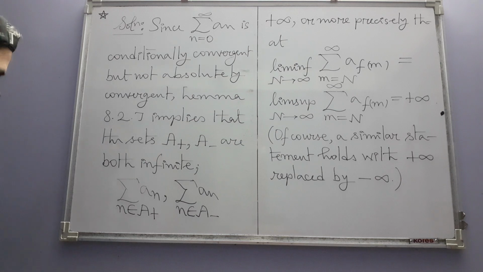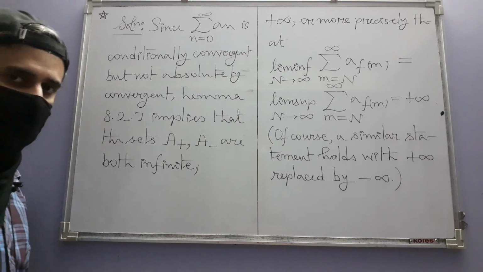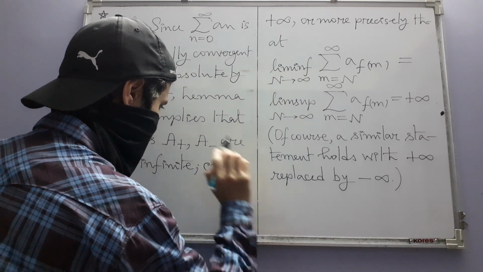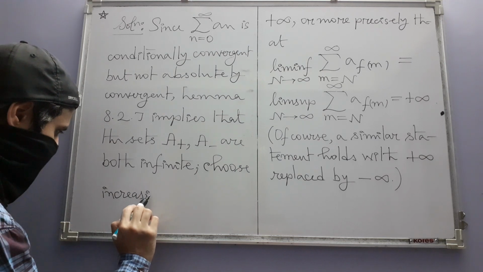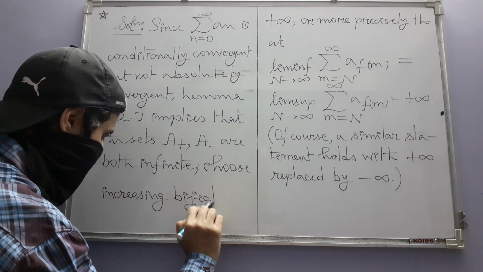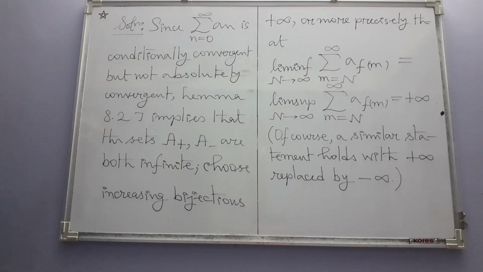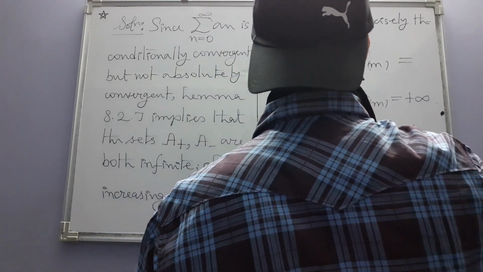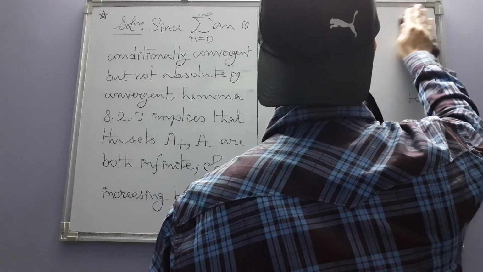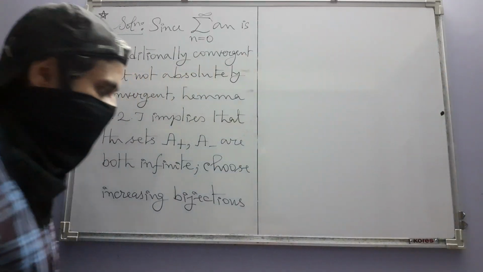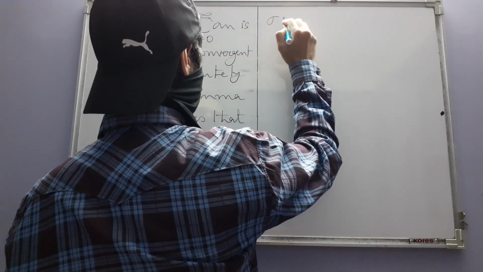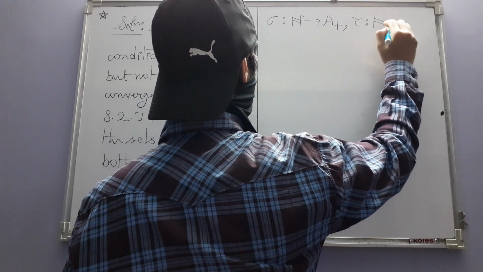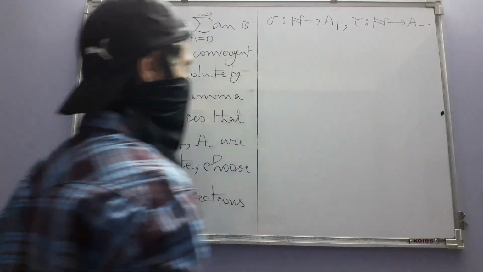And we know that for such sets, we can find increasing bijections between each one of them and the set of natural numbers. So that's what we are next going to choose: increasing bijections sigma from the set of natural numbers onto A plus and tau from the set of natural numbers onto A minus.